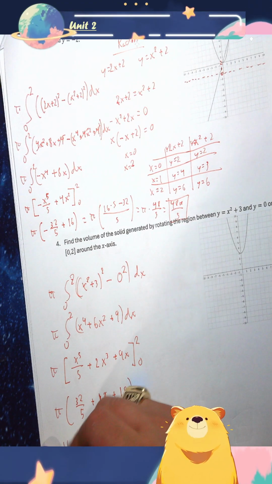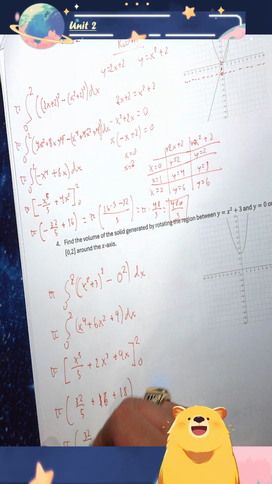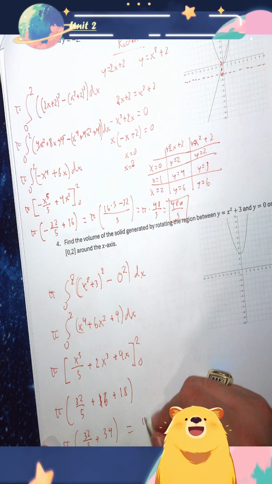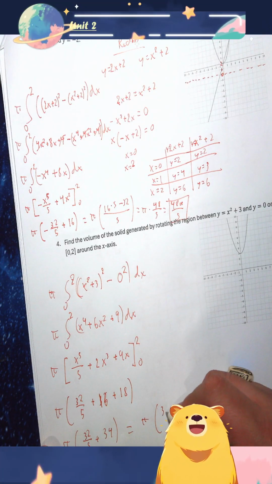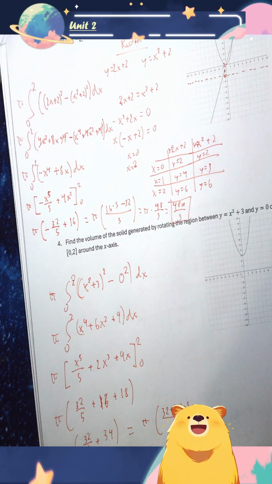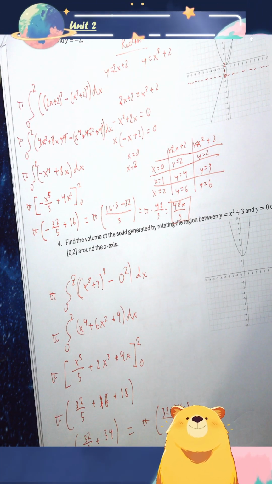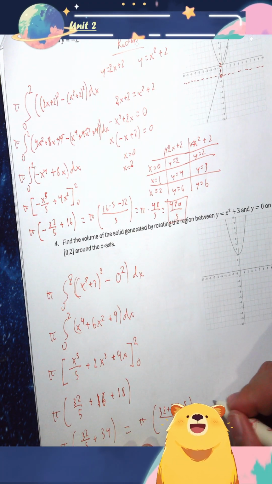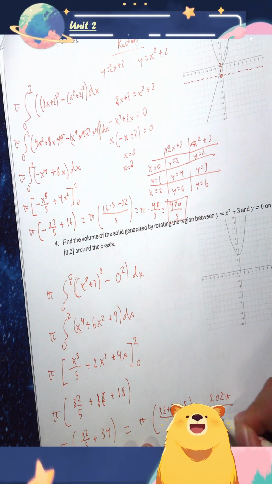I'm tired. 32 over 5 plus 34. I'm going to butterfly method that to get 32 plus 34 times 5 over 5. That's going to be 202 pi over 5.